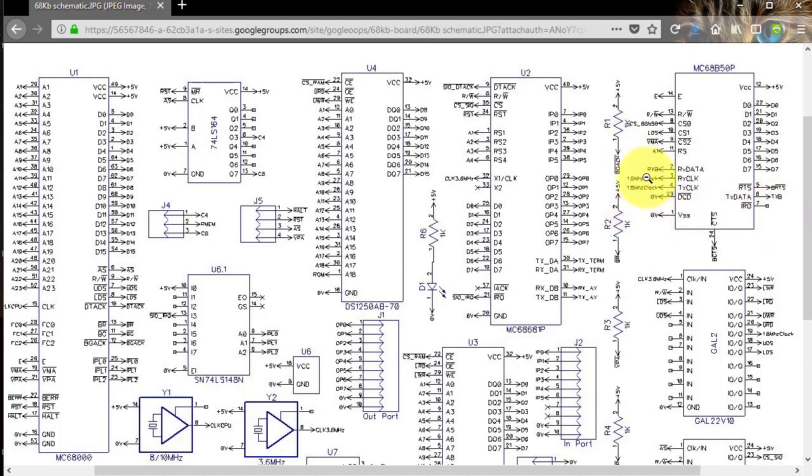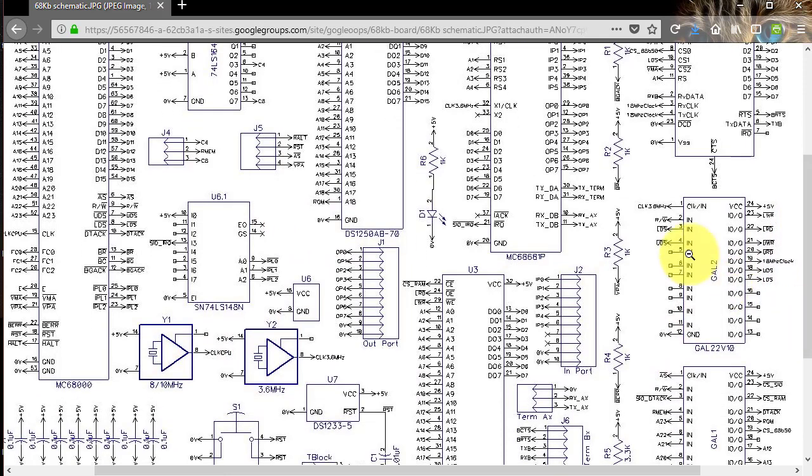Now this 1.8 megahertz is not on the board, but you can probably get that signal from the GAL2 chip, because there is a 3.8 megahertz clock going into pin 1, and with these 4 pins here that are spare, you should be able to divide by 2 that signal and provide it on one of these pins, and then connect it back to pins 3 and 4 of the 68B50.